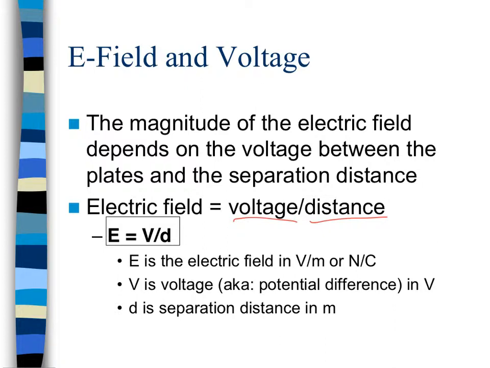It makes sense. If a voltage is high, it really wants to go from one end to the other. By it, I mean an electron really wants to go from the negative side to the positive side. And that makes sense. If it's really getting pushed through, then the electric field must be strong as well.